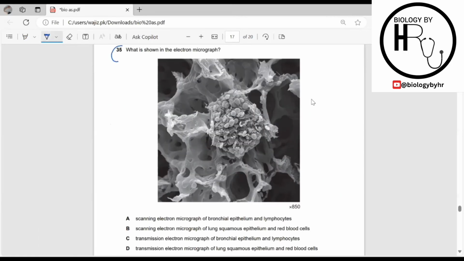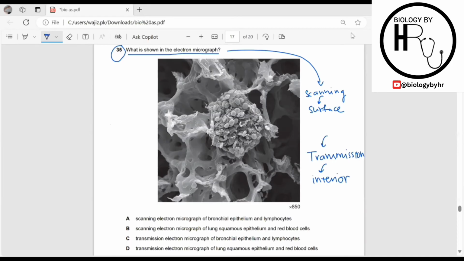Question number 35 says what is shown in the electron micrograph. We know that there are two types of electron micrograph. One is the scanning electron micrograph and the other one is the transmission electron micrograph. The basic difference between these two is that in the scanning electron micrograph, we can just see the surface of the cell, whereas in the transmission electron micrograph, we can see the interior of the cell as well.